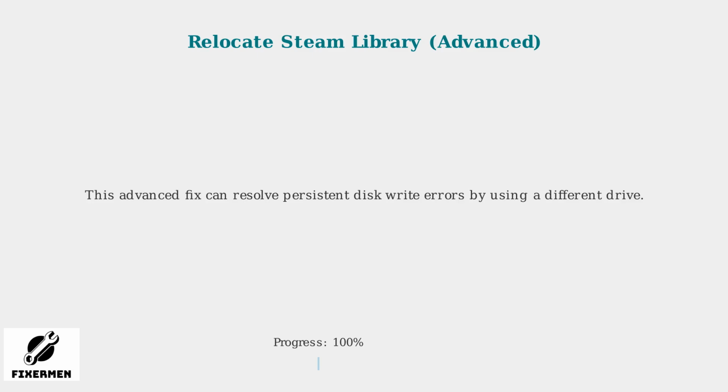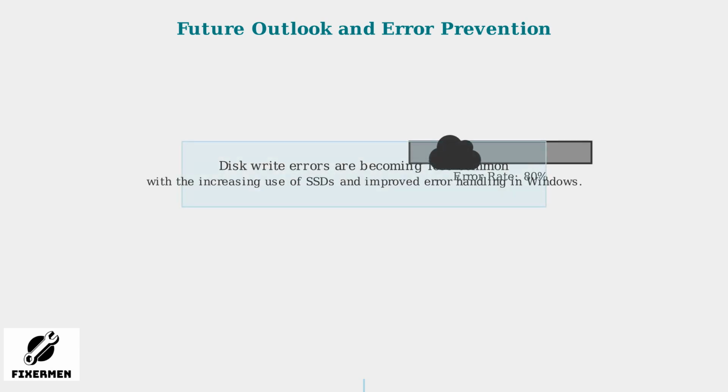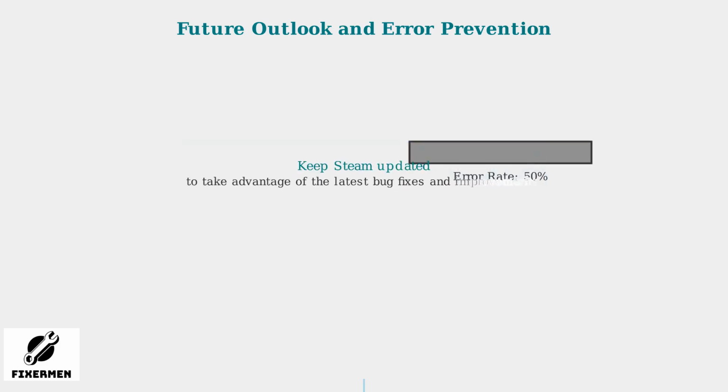Looking ahead, disk write errors are becoming less common as more users adopt SSDs and Windows continues to improve its error handling capabilities. Steam is also developing cloud-based installations, which should minimize disk write errors by handling data storage remotely. To prevent errors, ensure Steam is always updated to benefit from the latest fixes and improvements. Additionally, regularly check community forums for Bongo Cat-specific workarounds shared by other users.